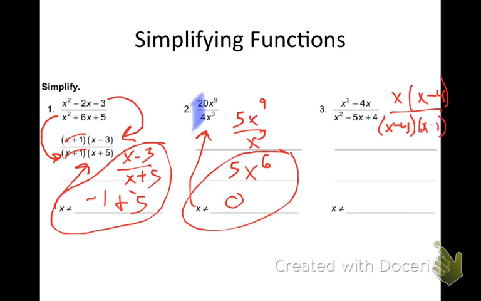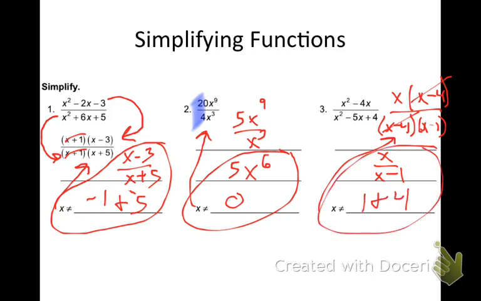And now I look to cancel. What do they both have in common that I can cancel out? So my answer is x over x minus 1. And now I look, what values can x not equal? X cannot equal 4 and 1. And there's my answer right there.